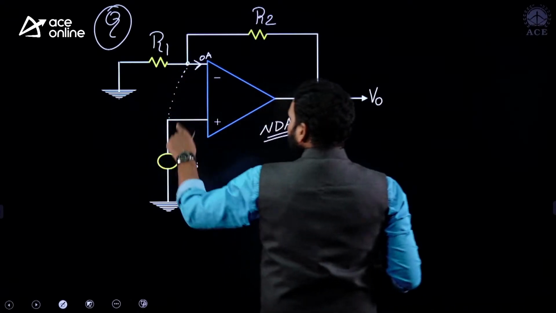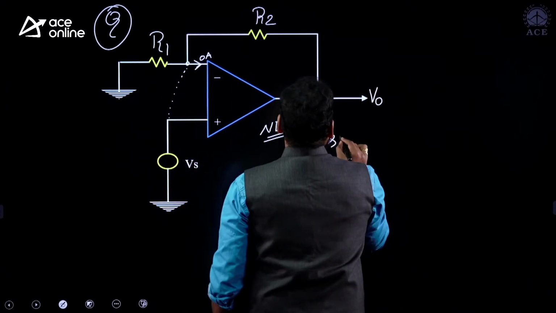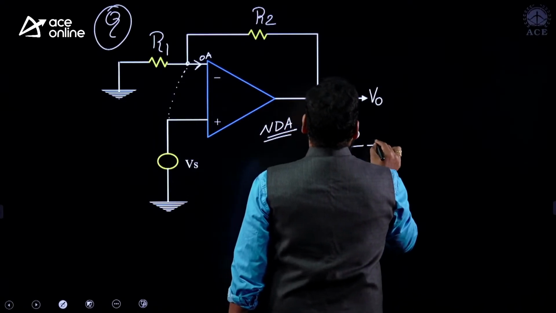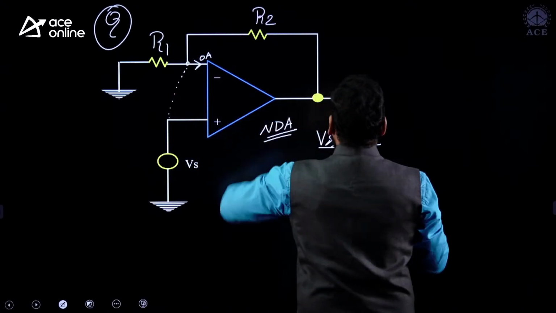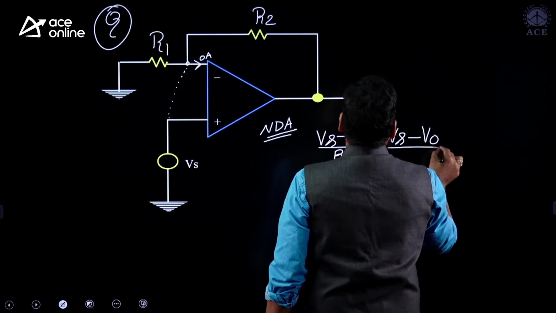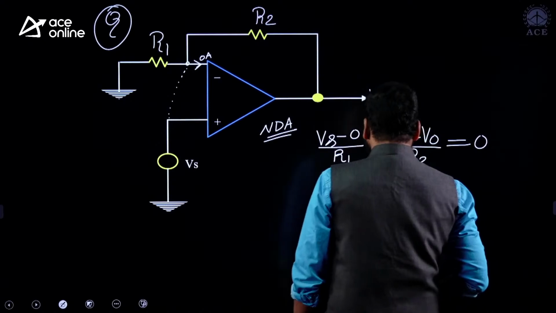What is the voltage at this node? Vs minus 0 divided by R1 plus Vs minus V0 divided by R2 is equal to 0.